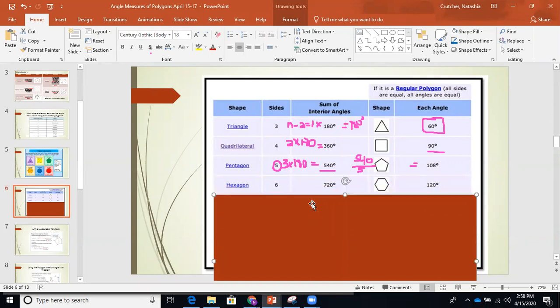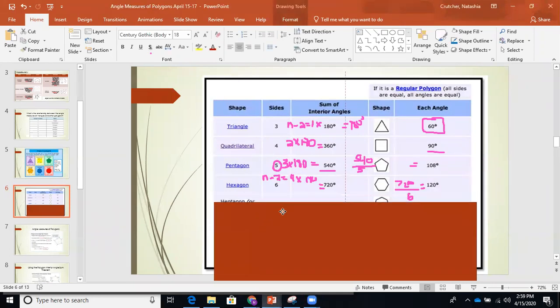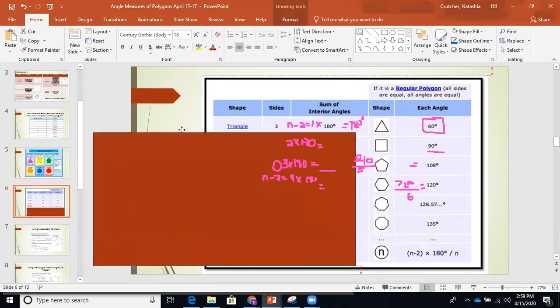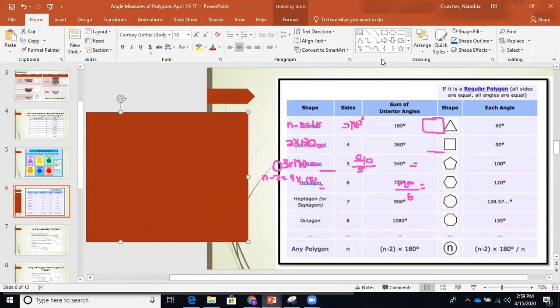All right, so then hexagon, same thing. 6 sides, so n minus 2 gives us 4. 4 times 180 gives us that 720. 720 divided by n, which in this case was 6, gives us 120. So on and so forth, with 7, with 8, and so on. Okay, I'm just going to move this over here and clear this out.